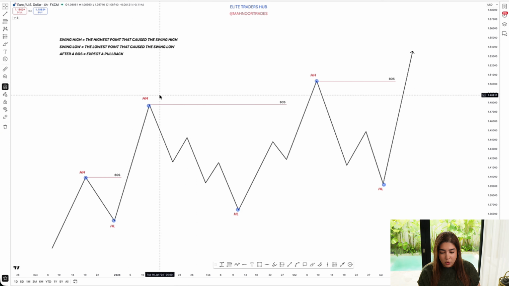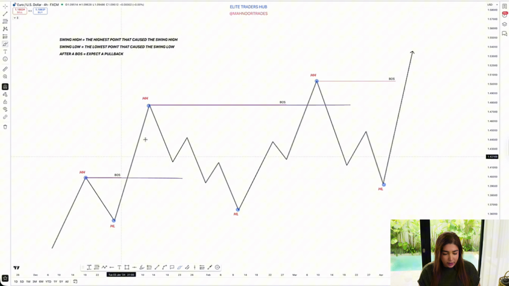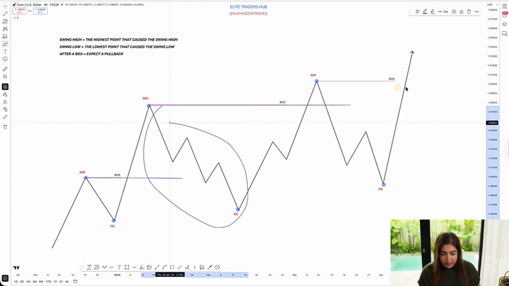Now let's say we're bullish, like you can see here. If we're in a bullish market and we get a swing break of structure, which is this one here, the expectation doesn't change. Again, we expect a pullback. Break of structure again, pullback given. Break of structure again, most likely a pullback is waiting to happen.